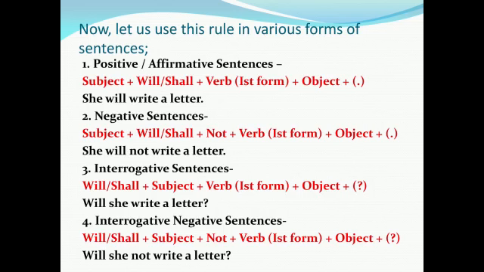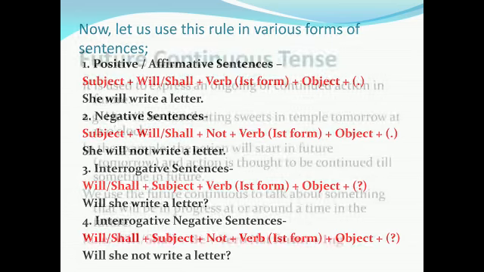Now, in interrogative sentence, the verb again will come in the beginning and it will become, will she write a letter? Question mark. So the rule will be will or shall plus subject plus V1 plus object. In interrogative negative, it will be, will she not write a letter? Will or shall plus subject plus not plus verb, verb means V1, first form, plus object. And then question mark along with that.